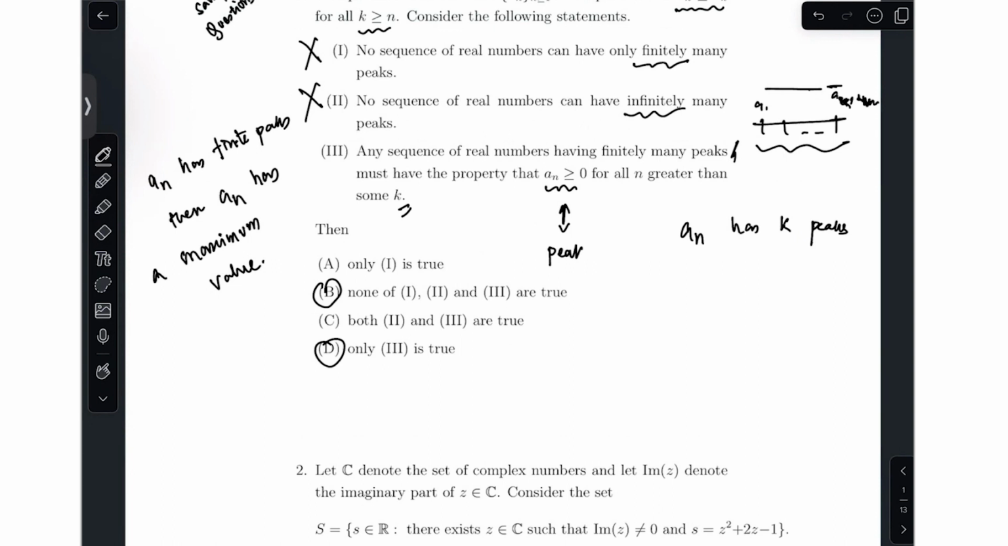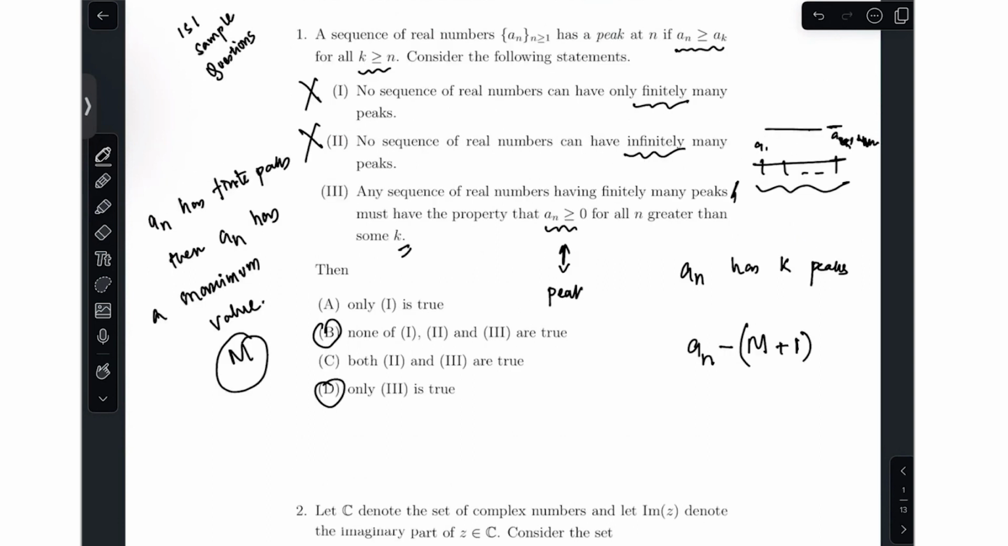So now if a_n has a maximum peak, what you do is subtract from all the a_n's, a_M plus 1000 or a_M plus 1, where M is the maximum value, let's say. So you subtract that. Then also the relative property of a_n greater than or equal to a_k will hold, right? The same thing will hold. Do you understand? Then also the same property will hold, right? Finitely many peaks, everything is the same.